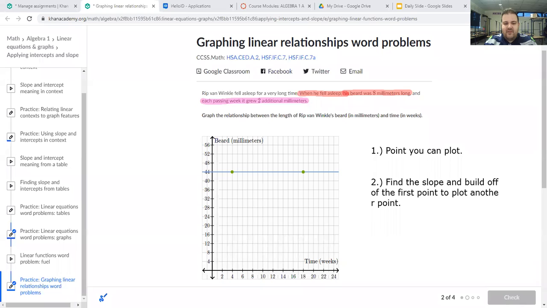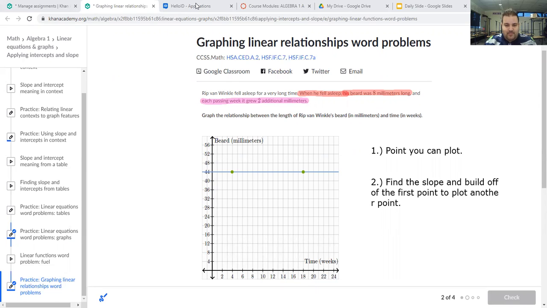So the very first thing you have to do is plot a point. Is there a point we can plot? Well, every week that goes by, he's growing 2 more millimeters. So after 1 week, 2 more millimeters. After 2 weeks, 2 more millimeters. After the 3rd week, 2 more millimeters. It's a recurring value, and whenever we see that, that means it's the slope. It's something that's happening over and over again. That's the slope. The other information is going to be more helpful for plotting a point.